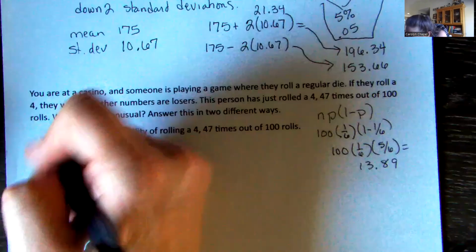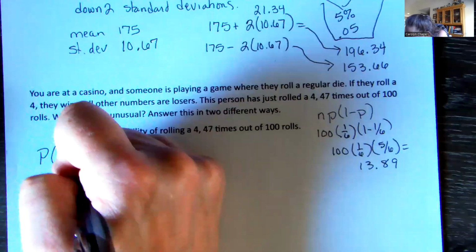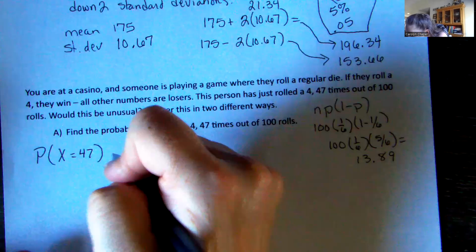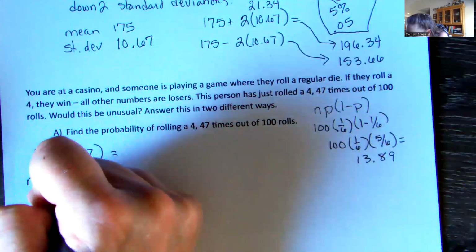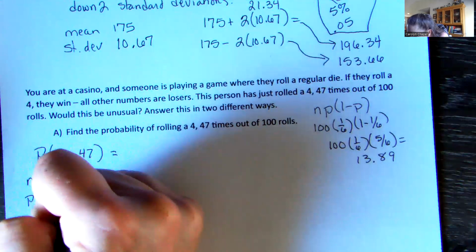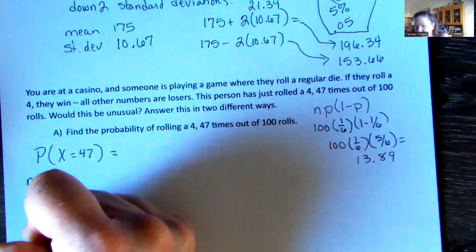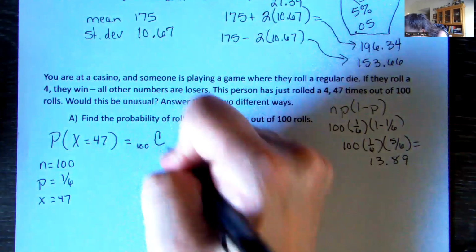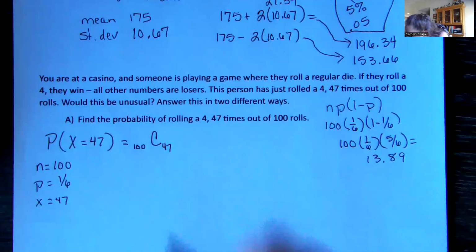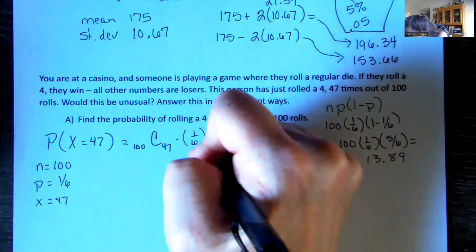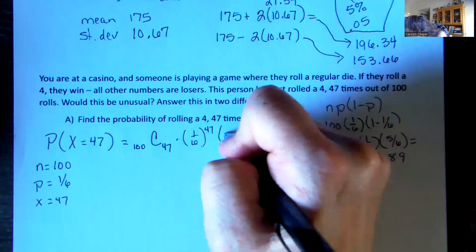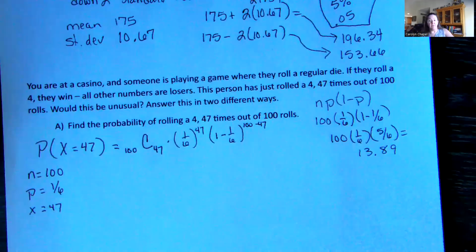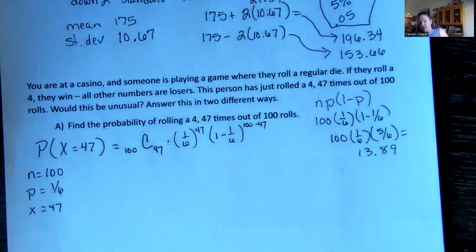But here, we could have gone in and said, okay, what's the probability that x is equal to 47? So we could have done the calculations. N is equal to our 100, p is equal to 1/6, and my little x is 47. I could have done 100 C 47, going back to my formula, times 1/6 to the 47th, times 1 minus 1/6 to the 100 minus 47. And I could crank that out. And actually, I think I will.